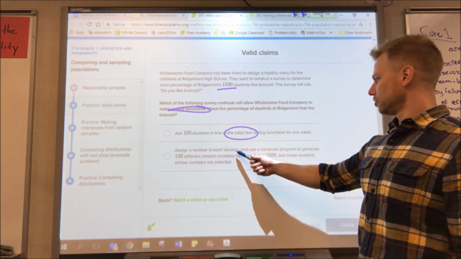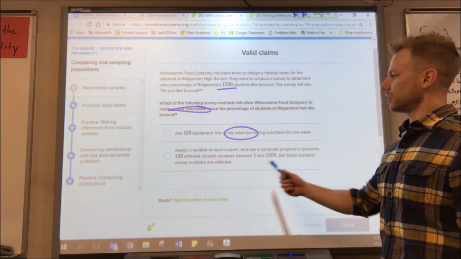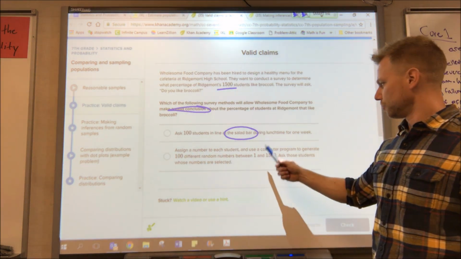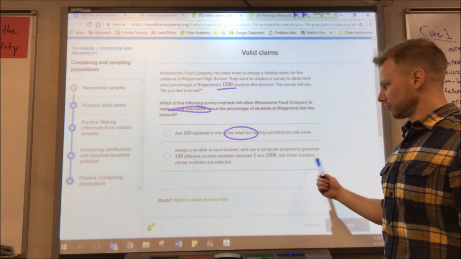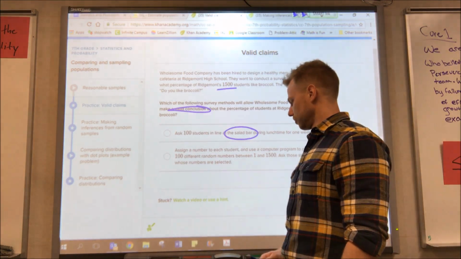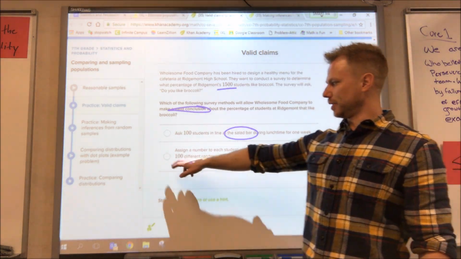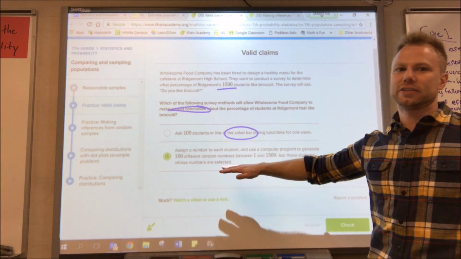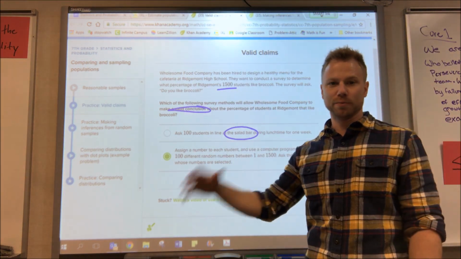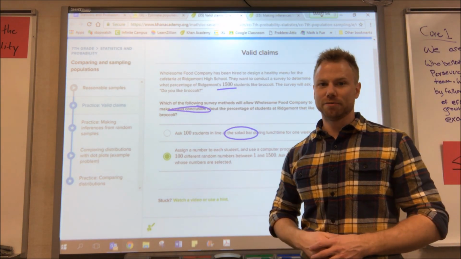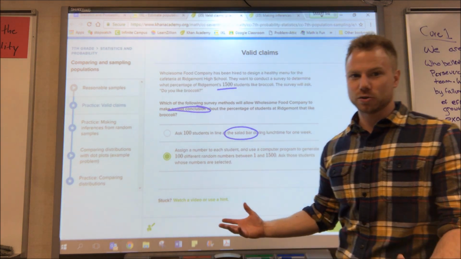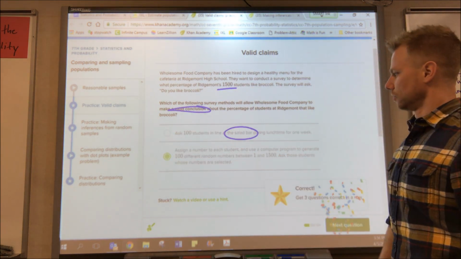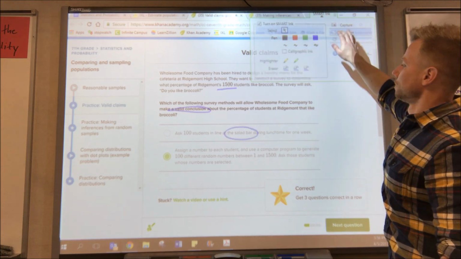Second one, assign a number to each student and use a computer program to generate 100 different random numbers between 1 and 1500. Ask those students whose numbers are selected. Okay, that would be the fair and unbiased, because if you assign everybody a number and pick numbers, there's nothing that can influence what number is being picked or what student is being picked. So that would be the fair one.